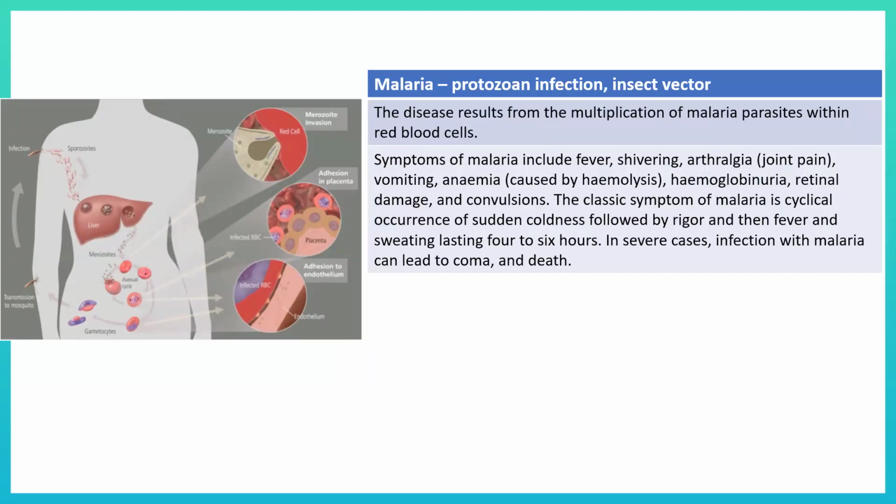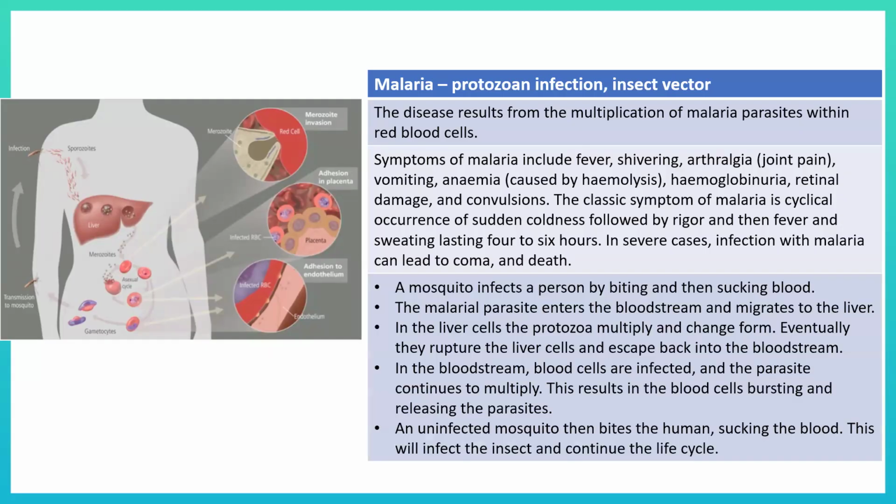But you also get anemia, which is caused by hemolysis. That's basically the red blood cells getting damaged because they're full of these protocysts. So really, really not a nice disease. You get night sweats, where you feel really chilled, really cold, and you've got a fever. You can die from it. It's really nasty. So how this spreads is a mosquito infects a person by biting them and sucking their blood.